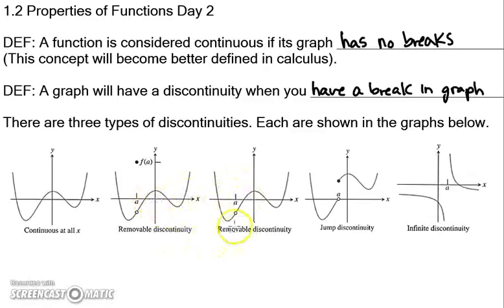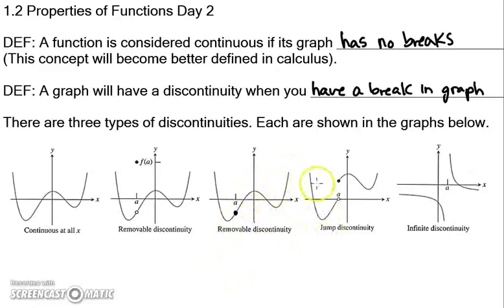You'll notice that these two graphs here, the second and the third, look very, very similar. The only difference is this one actually has a function value defined. This has a y value at this x value a, and this one doesn't. It doesn't matter if you have a y value or not. As long as there's that little spot right there, it's a removable discontinuity. It's called a removable discontinuity because you can remove the discontinuity by simply placing one point on the graph, right? If I put one point on the graph, I now have a continuous function.